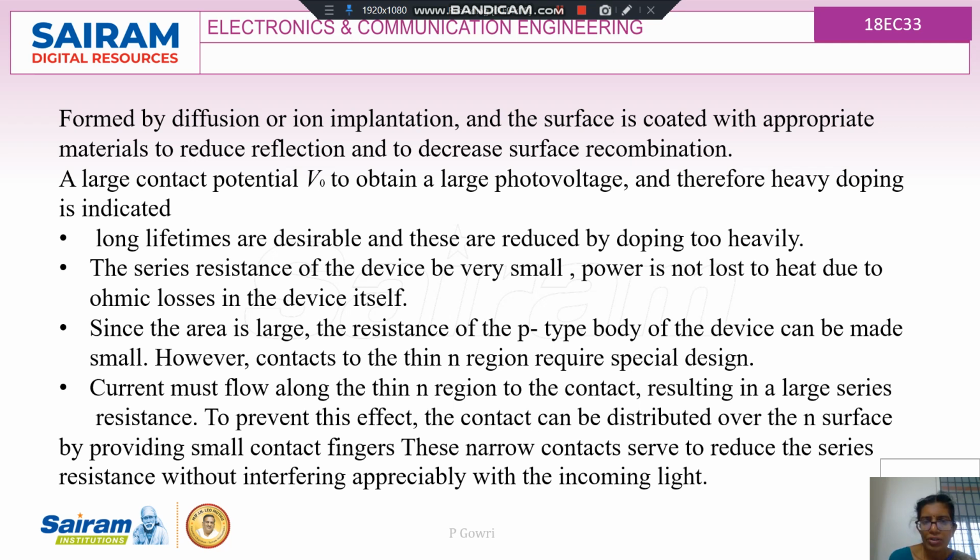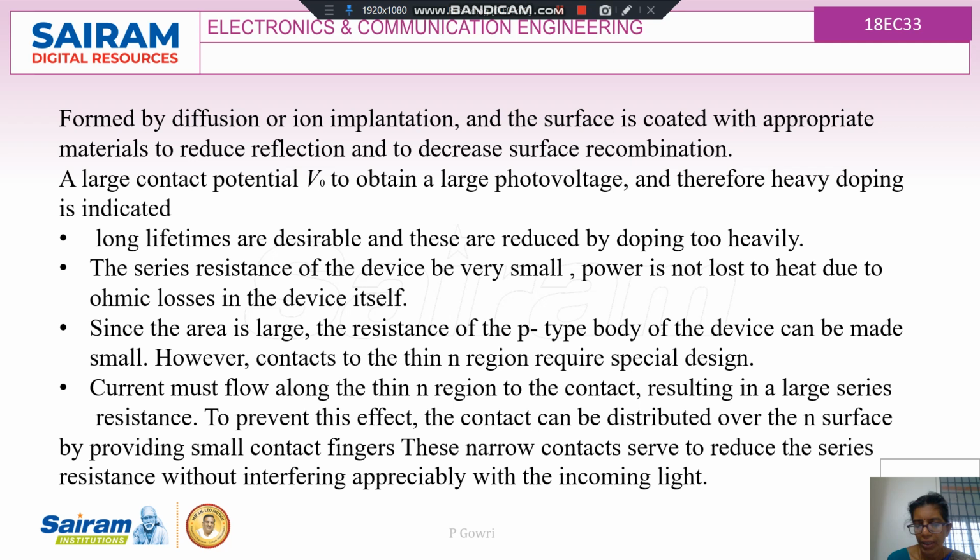Also, the series resistance of the device will be very small. Power is not lost due to heat, ohmic loss, in the device itself. If the area is large, the resistance of the bulk of the device can be made small. However, contact to the thin end region requires a special design. So the current must flow along the thin end region of the contact, resulting in large series resistance.